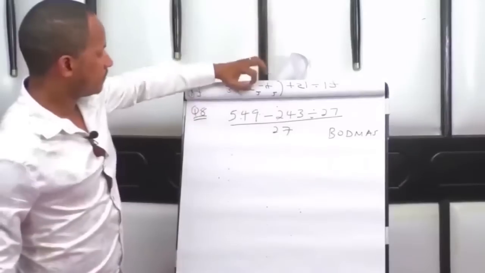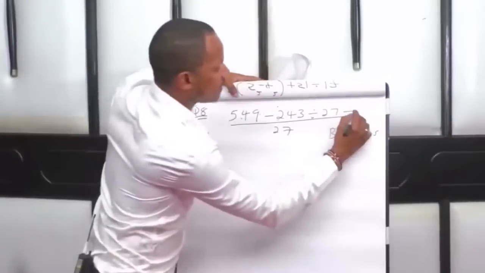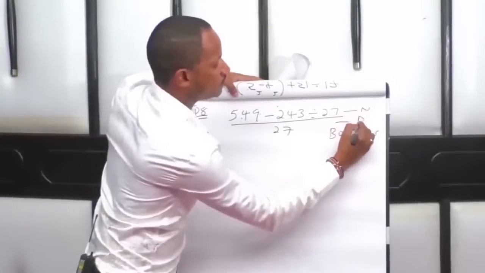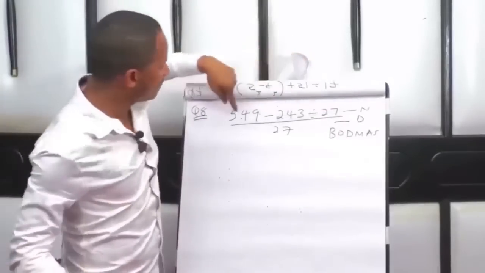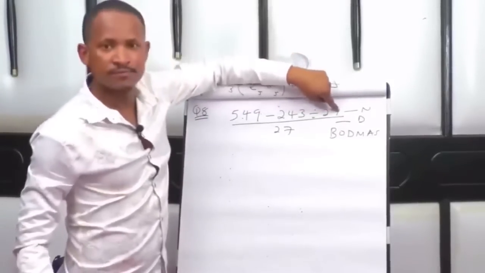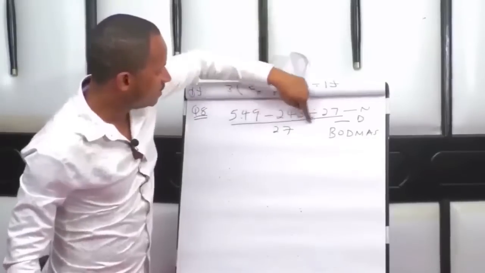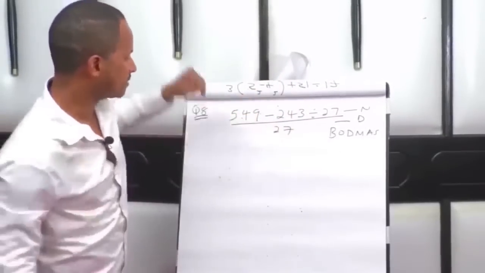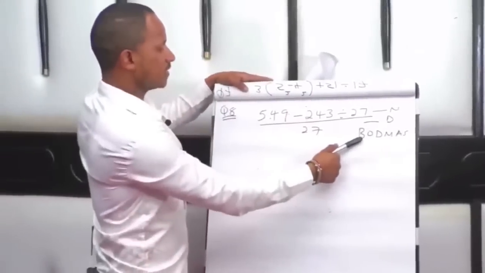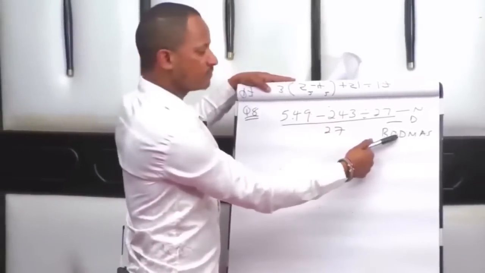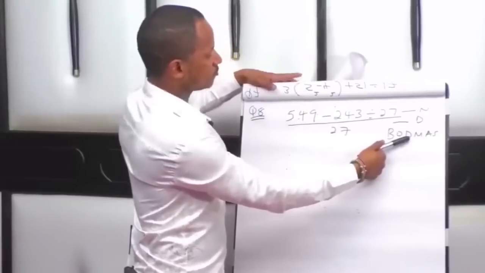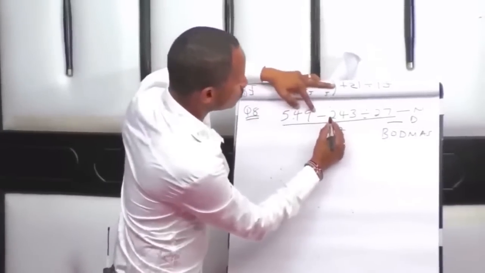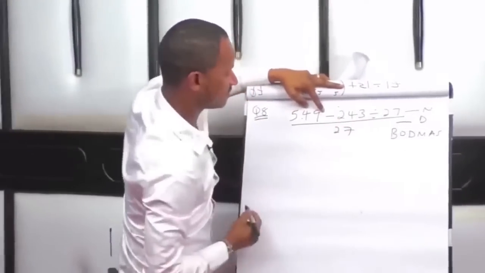So such a question, this is our numerator and this is our denominator. So first of all, solve everything on the numerator. Then divide by whatever is on the denominator. So BODMAS. Bracket, we don't have bracket. Of, we don't have of. Division, we have division. So what are we dividing? We are dividing 243 divided by 27.